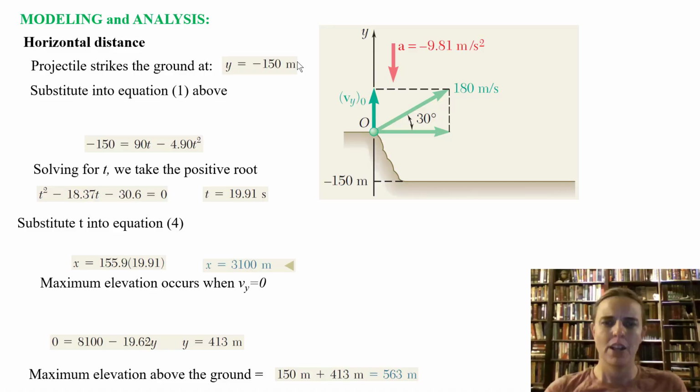So what are the types of questions we can ask for this? How high does it get? Where does it land? What time does it land? We don't know the x position of where it lands. We do know that it's 150 meters off the ground. We know the y position of where it lands. So let's start with that.